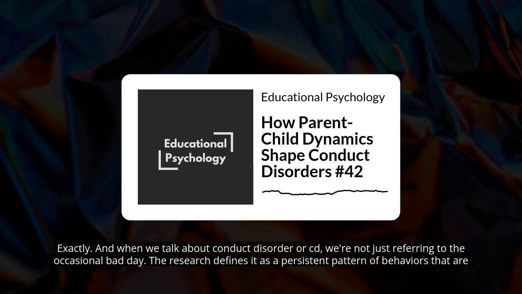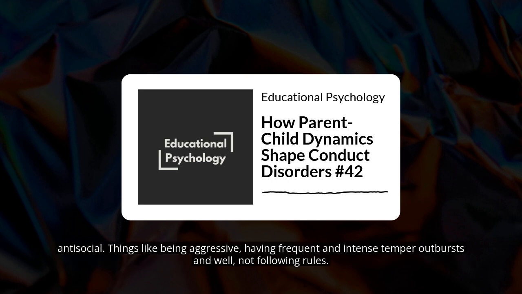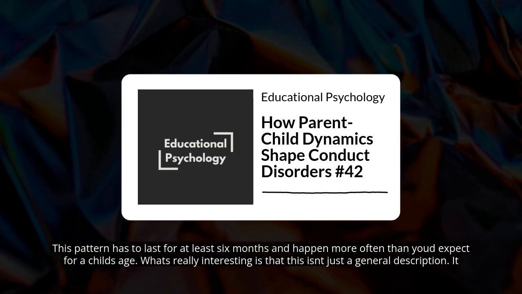And when we talk about conduct disorder, or CD, we're not just referring to the occasional bad day. The research defines it as a persistent pattern of antisocial behaviors, things like being aggressive, having frequent and intense temper outbursts, and not following rules. Right. This pattern has to last for at least 6 months and happen more often than you'd expect for a child's age.